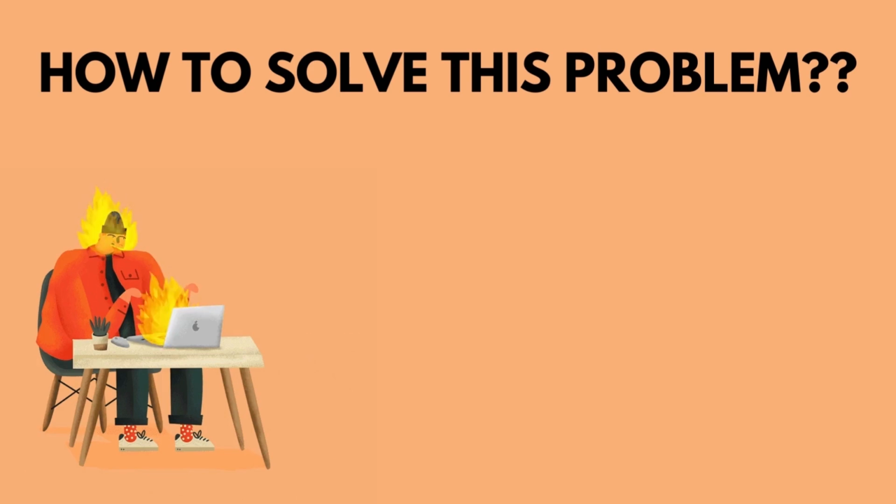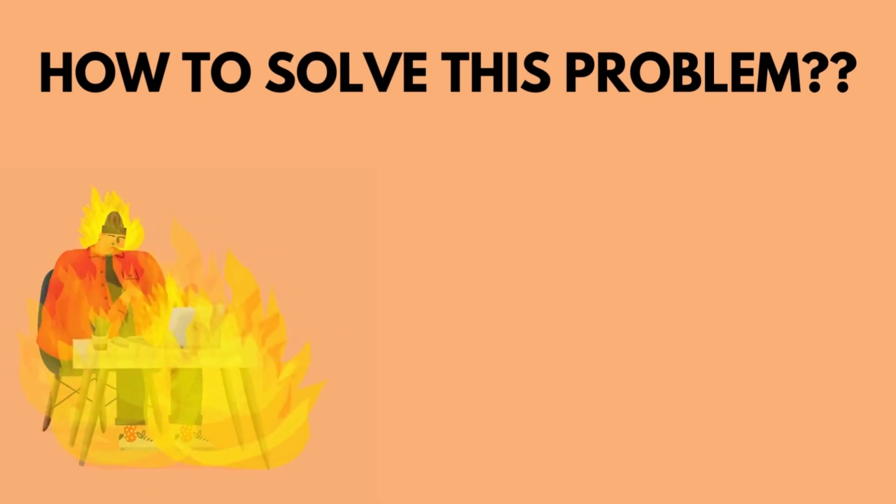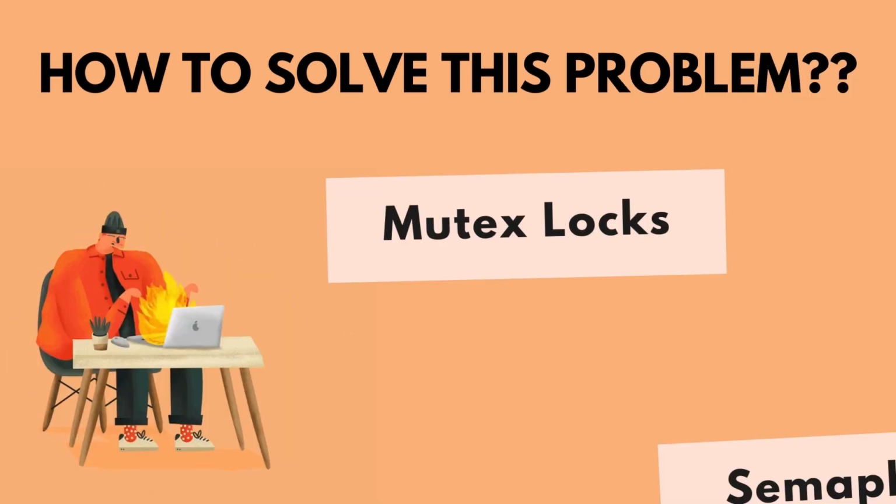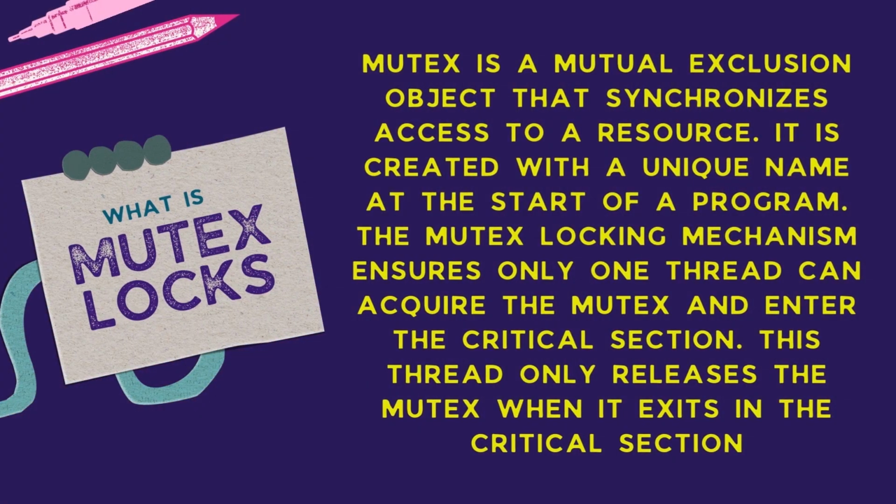How do we solve this problem? It can be solved in two ways: mutex lock or semaphore. What is a mutex lock? A mutex is a mutual exclusion object that synchronizes access to a resource. It is created with a unique name at the start of a program. The mutex locking mechanism ensures only one thread can acquire the mutex and enter the critical section. This thread only releases the mutex when it exits the critical section.